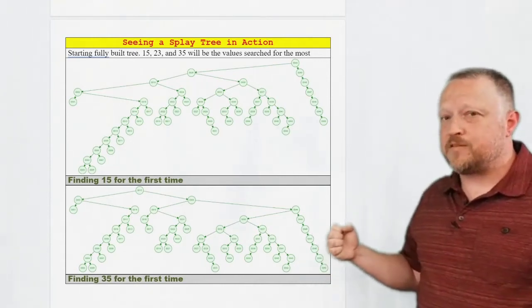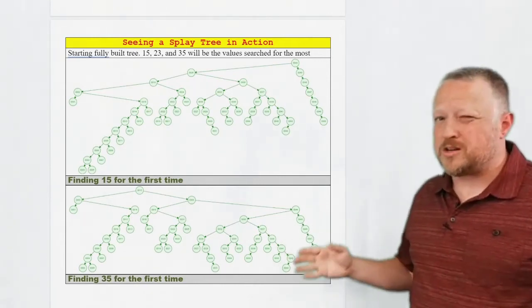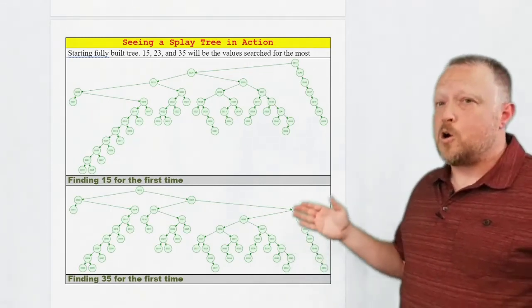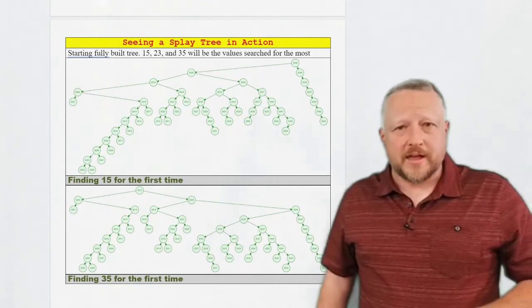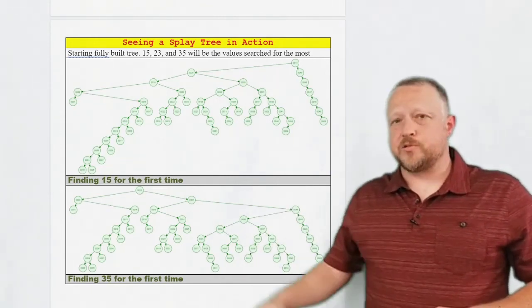And that's the beauty of this, because finding those numbers that we wanted to visit, frankly, most often are a heck of a lot quicker than those at the very bottom that we don't visit all that often. That is a splay tree in a nutshell.